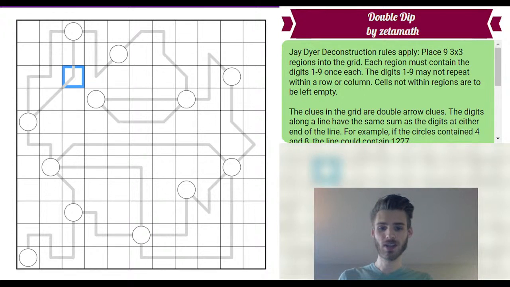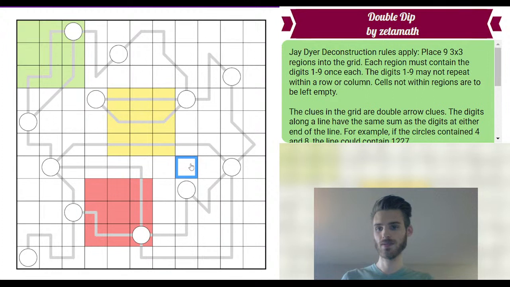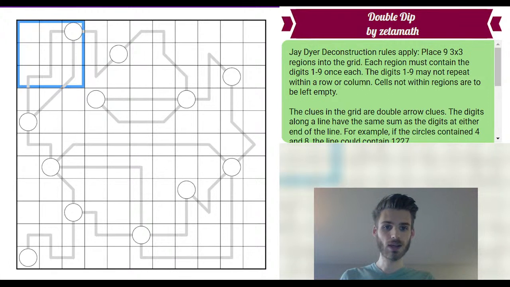But this is a deconstruction, which means that we're putting a set of 9 3x3 boxes, sort of like these, in the puzzle. And then we're also, and there's going to be some empty cells because this is 11 by 11. I'm actually setting one of these right now.